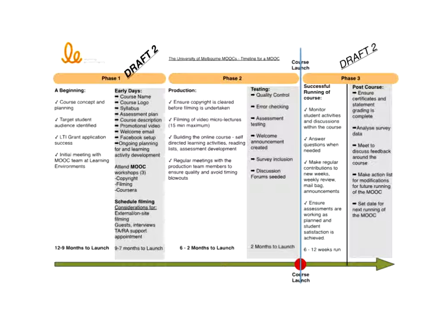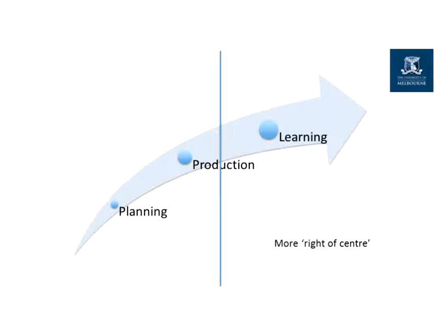And I've now simplified that model to this, and this is my last slide, where yes, planning and production is crucial. Planning and production is so important. To go into a MOOC without a plan and having produced 99% of it is danger. But the main thing to me is the learning, and moving that blue line to the left so that we're doing more right of centre. We're spending more time in the learning activities.